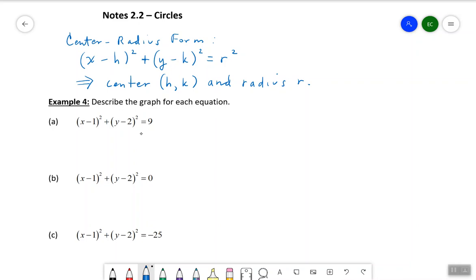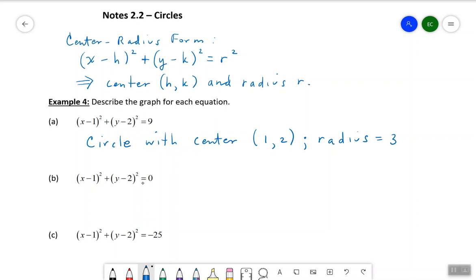And so the first one is straightforward. That formula represents a circle with center at (1, 2) and radius equal to 3. And then B and C are the tricky ones.